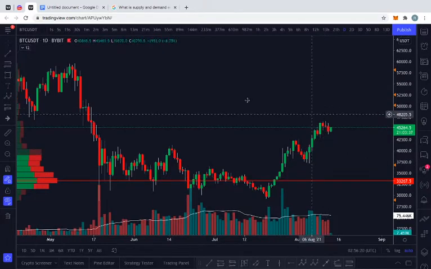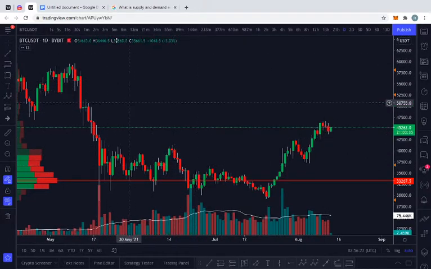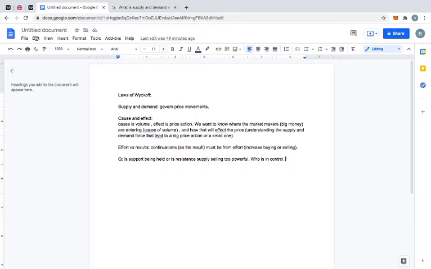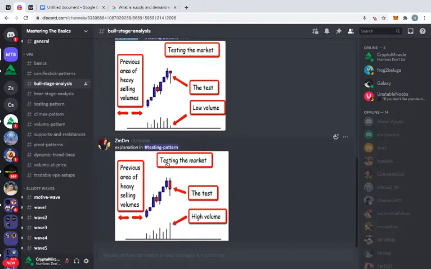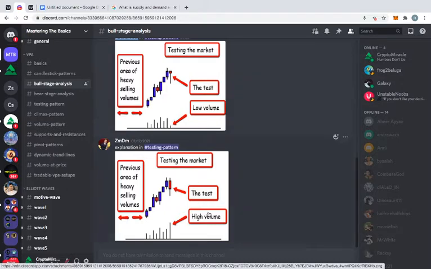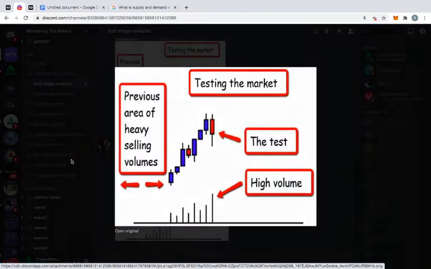Up here we also have a bunch of resistances on top, like 50% points. Or is it testing the market on high volume, which they don't want to see, right? They want to see this on low volume so that they can continue the trend, since there's no more supply. But if they see it on large volume, that means there's still a lot of supply, and that's riskier for them to continue buying the market up. So that's what the bull stage means.